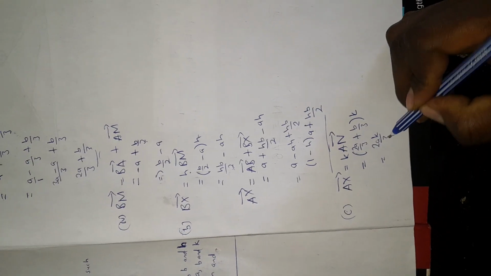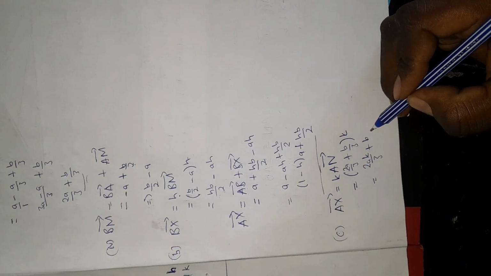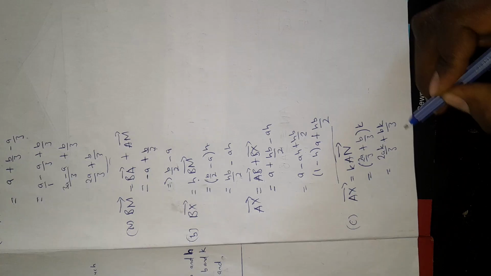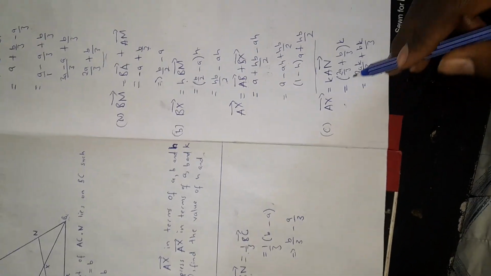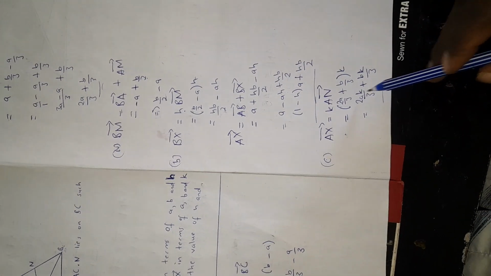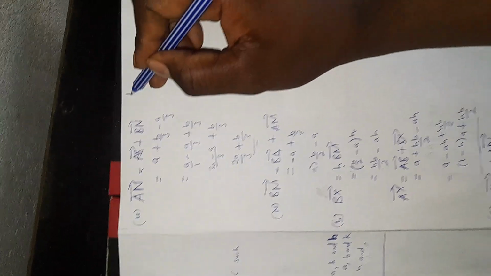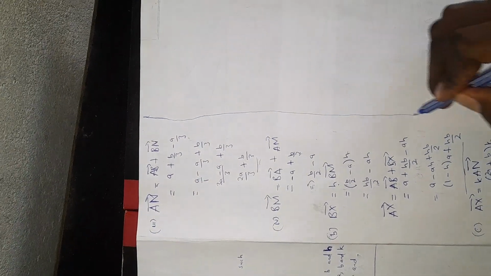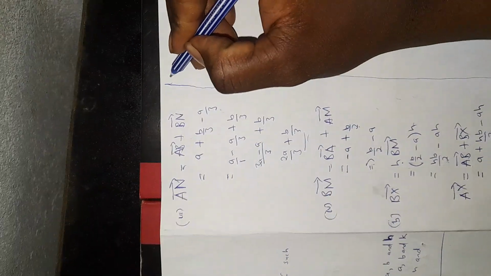2AK over 3 plus BK over 3. This is my answer for AX. I have now expressed it in terms of A, B, and K, as you can see. Now I'm moving to part D. Let me divide my paper like this. So my part D is now here.